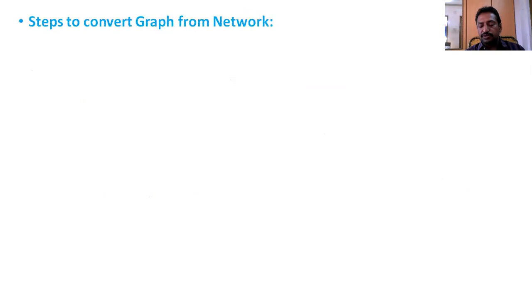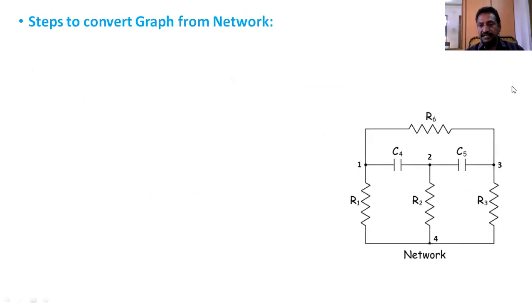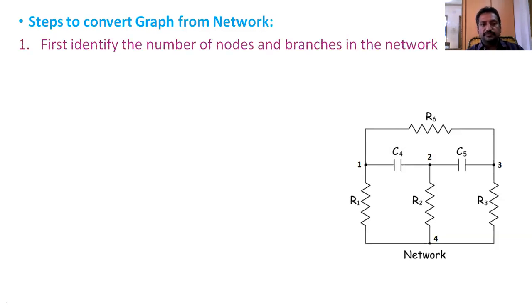Now we take the steps to convert a network or circuit into a graph. Consider this electrical circuit or network, which contains 4 nodes and 6 branches, each an individual element. First you put the 4 nodes. First you identify the number of nodes and branches in the network.